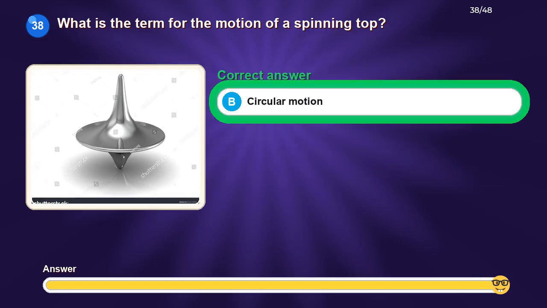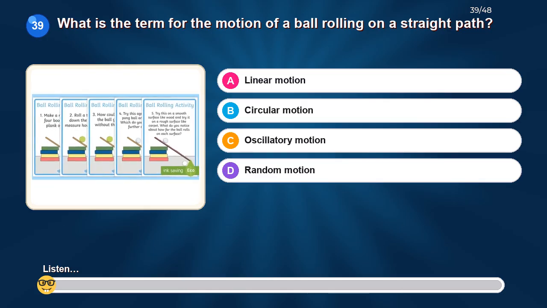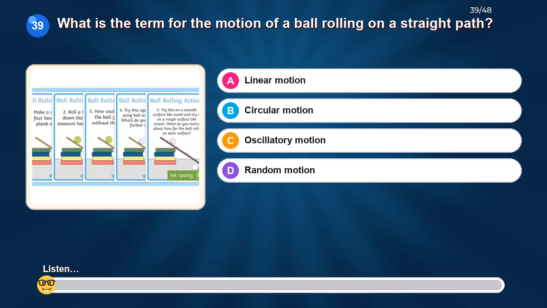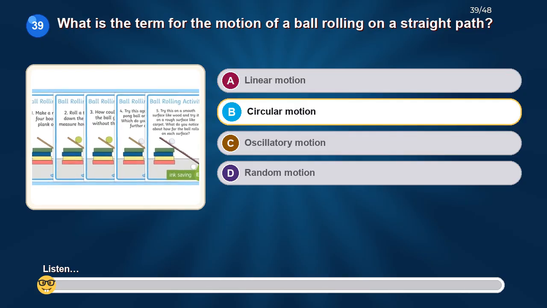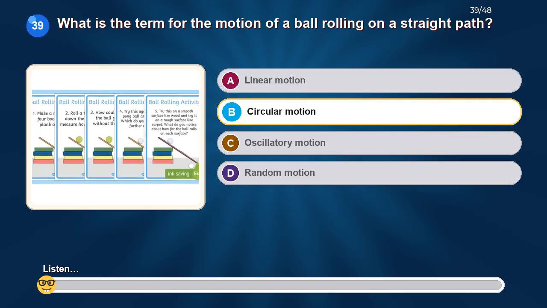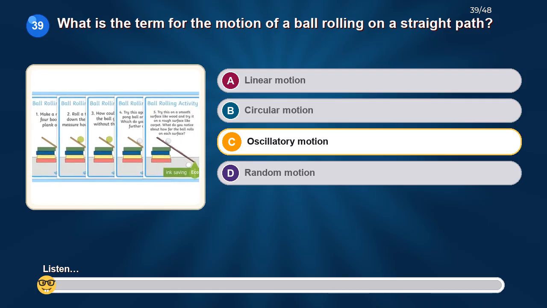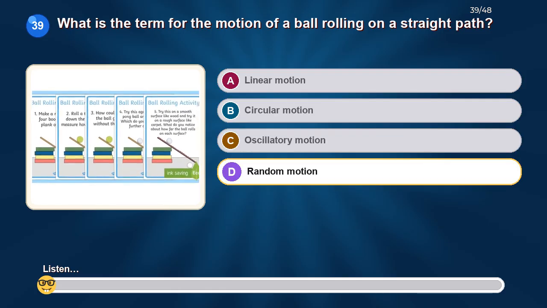The correct answer is circular motion. What is the term for the motion of a ball rolling on a straight path? Option A, linear motion. Option B, circular motion. Option C, oscillatory motion. Option D, random motion.